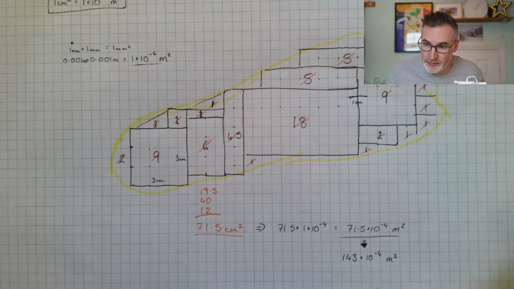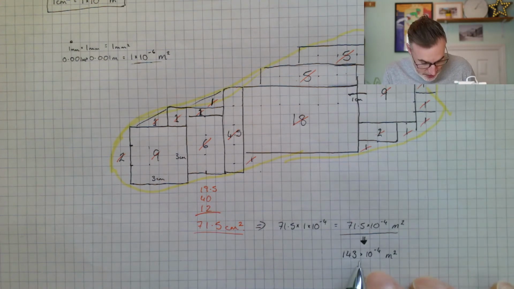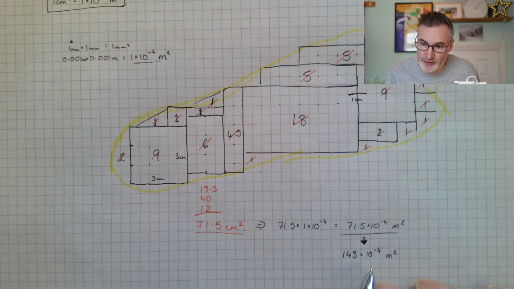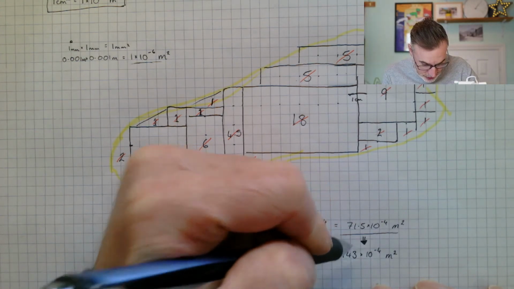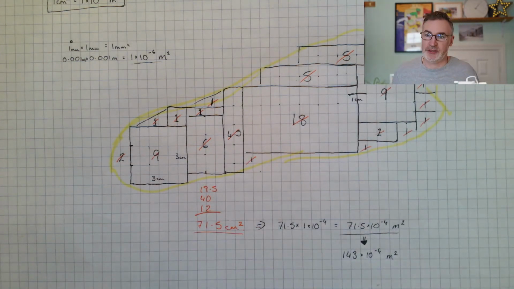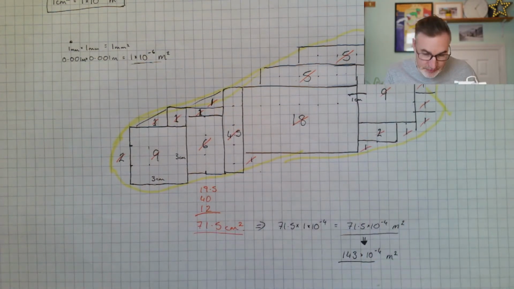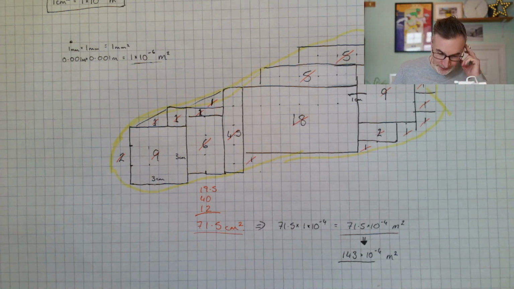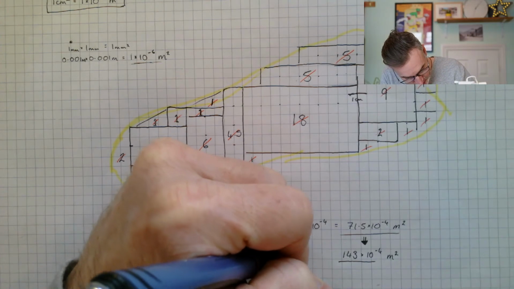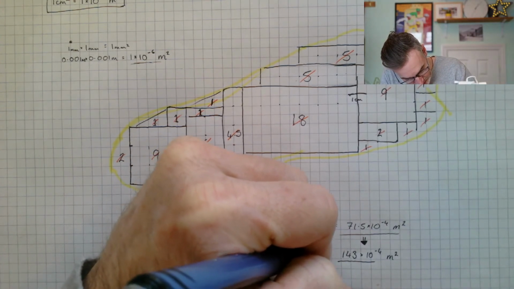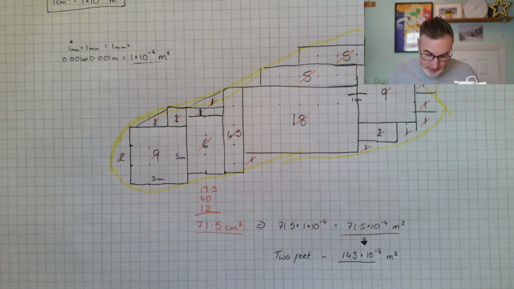Now all the maths teachers and the maths people in the world are freaking out now that I'm going to leave this in this form. I could, if I really wanted to, go 1, 2, and give you 1.43 times 10 to the minus 2, but I don't want to. I'm going to leave it at that, maybe just to be obstinate. Okay, so for 2 feet, we have an area of 143 times 10 to the minus 4 meters squared.